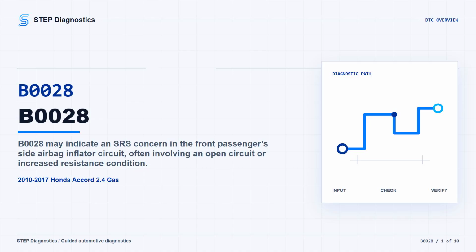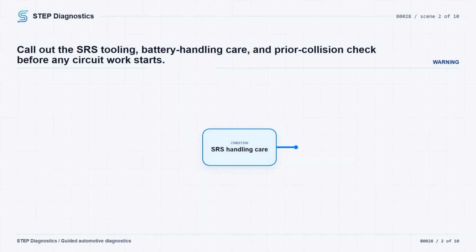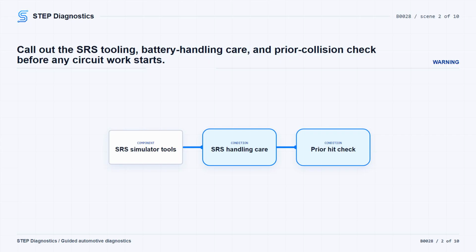the fault is corrected. The broad fault areas can include the airbag inflator connection, the right side wire harness, the SRS unit connector, the SRS unit itself, or a collision repair issue if the vehicle has been hit before. Before you get into testing, make sure you're using the required SRS inflator simulator and SRS simulator lead L. Follow SRS precautions and handle the battery disconnect and reconnect procedure correctly.